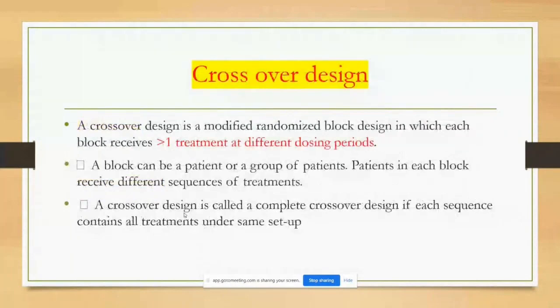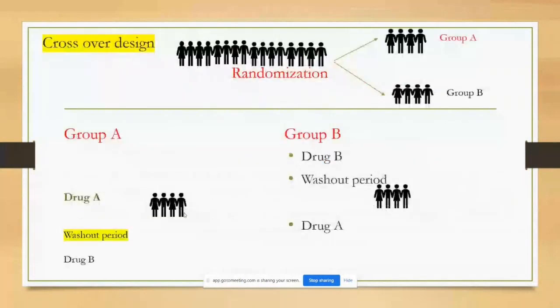Another design is crossover design. The word itself suggests that it is a crossover, meaning more than one treatment at different dosing periods is an essential prerequisite for this design. A block can be a patient or a group of patients, and the patients in each block receive different sequences of treatments. A crossover design is called a complete crossover design if each sequence contains all treatments under the same setup.